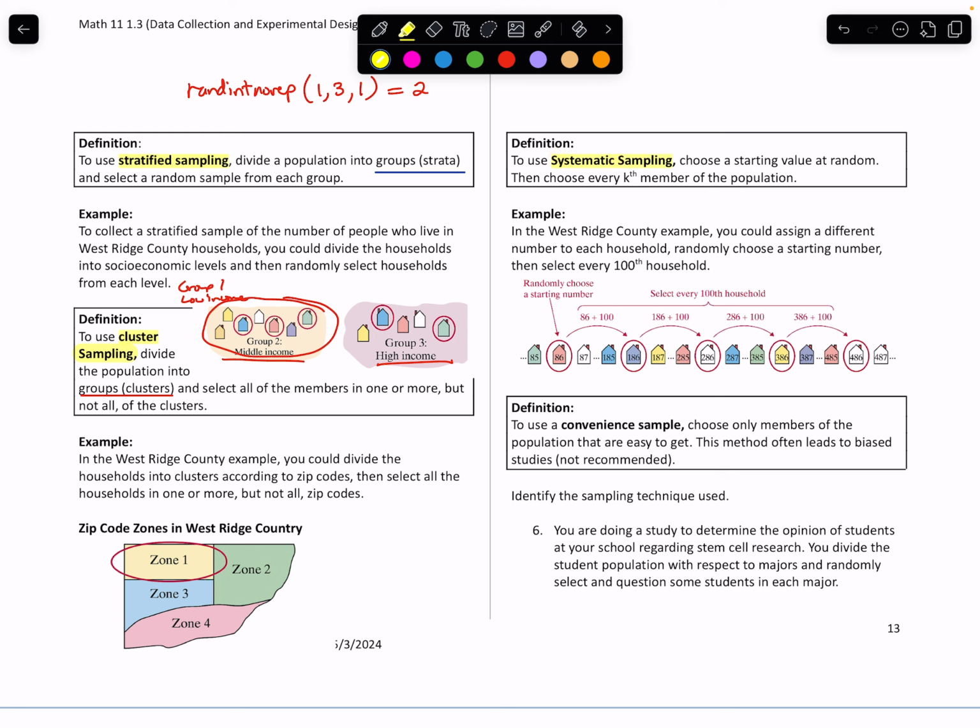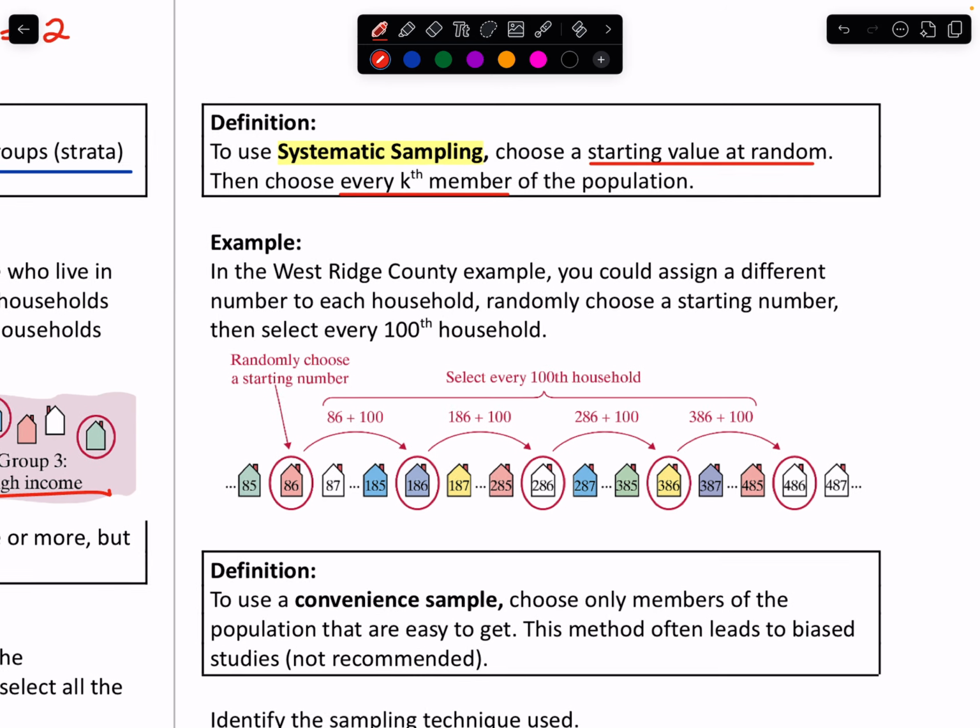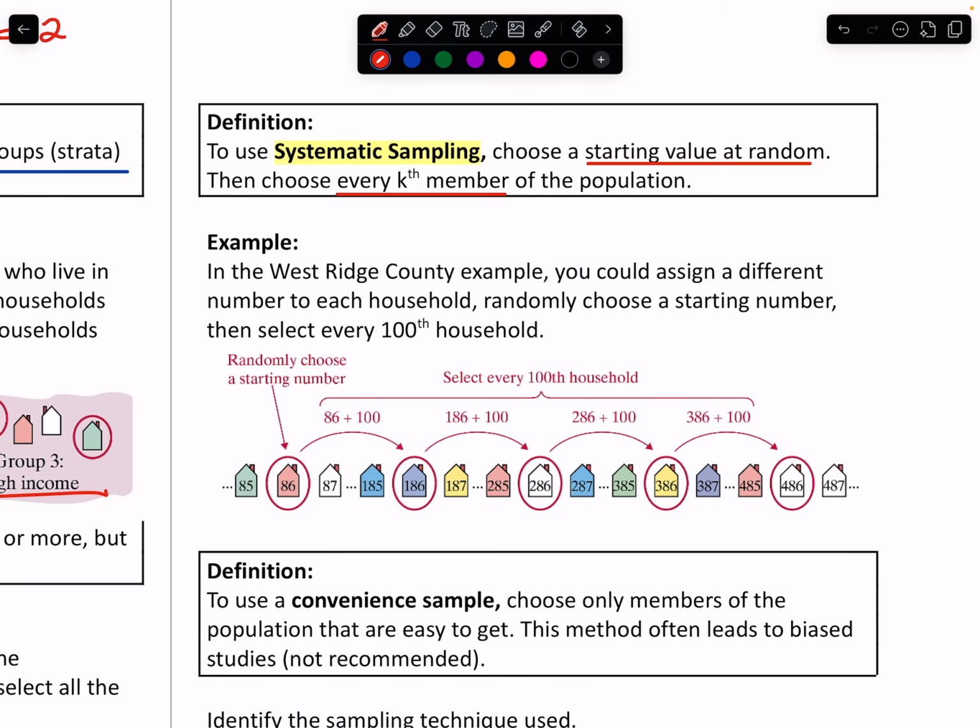Systematic sampling is where we choose a starting value at random and then choose every kth member of that population. This is an example given below. This one's always kind of weird, and it's a little bit trickier to get. But in this Westridge County example, we assign a different number to each household, so each household is number 1, 2, 3, 4, 5, 6, 7, and so on. We randomly choose a starting number. In this case, they randomly chose number 86, and then select every 100th household after that. So I'm basically skipping by 100 every time.